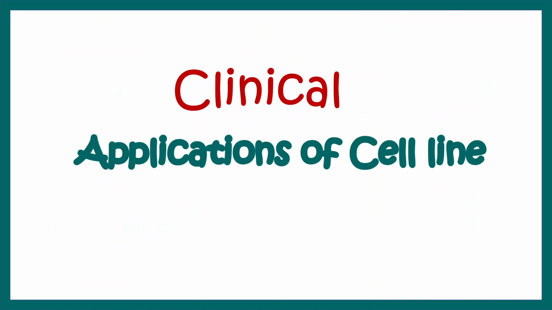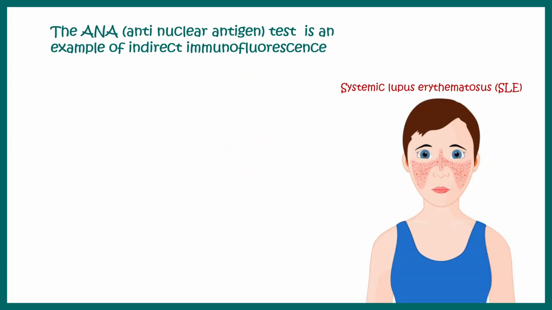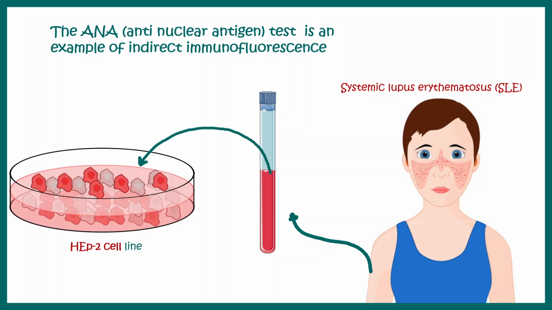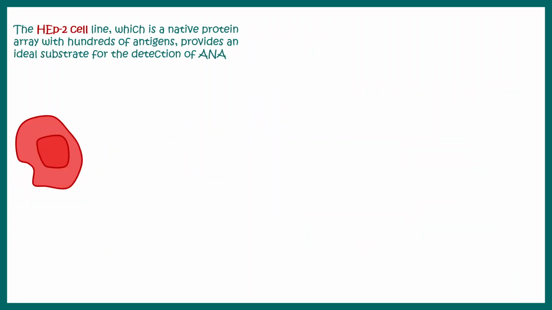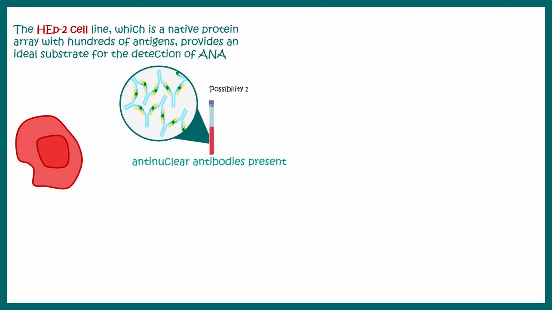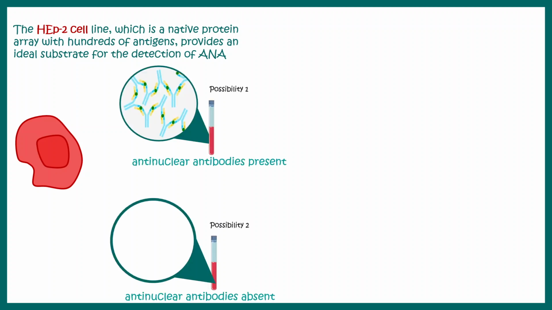Now let's talk about some clinical applications of cell line. So in clinical diagnosis, several cell lines are used. One such example is to detect presence of anti-nuclear antibodies in patient's blood sample. For example, if a patient has systemic lupus erythematosus, they might have particular anti-nuclear antibody in their blood sample that can be detected using this HEP2 cell line. HEP2 cell line has all the native protein arrays and hundreds of antigen, which provides an ideal substrate for ANA detection. So patient sample might have these autoantibodies, might not have them.